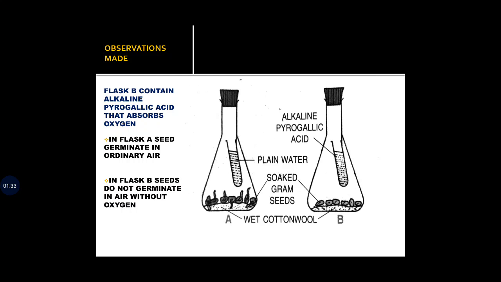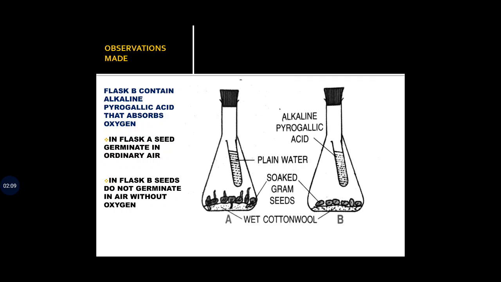In flask B also, we have closed its mouth and it contains a test tube containing water. But the water is not plain water. In that, we have mixed alkaline pyrogallic acid. So this flask B contains a test tube that contains alkaline pyrogallic acid, and this pyrogallic acid basically has the ability to absorb the oxygen from the atmosphere.